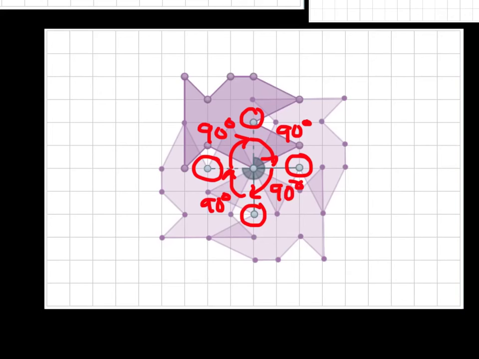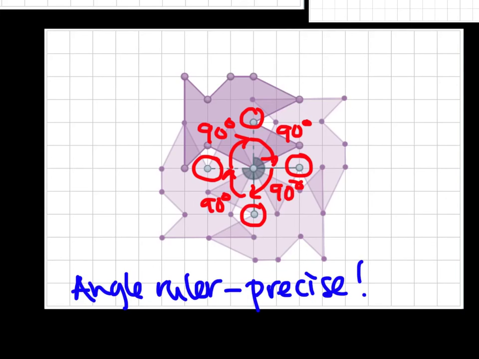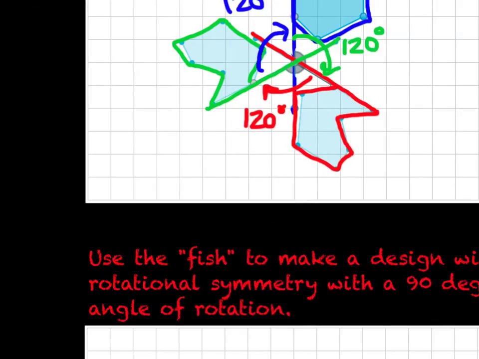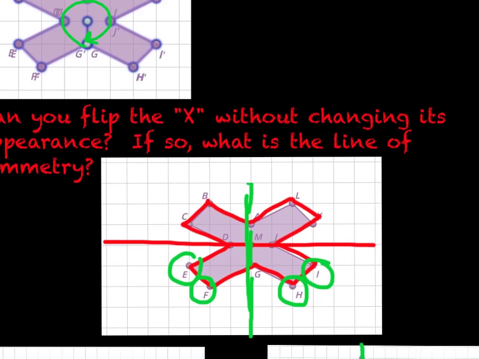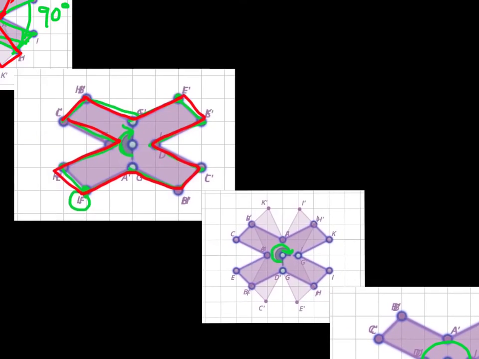So playing around with this concept, you are going to be using your angle ruler, and you are going to be precise. You are going to be attending to precision while working through this investigation. It's very important that you attend to precision, because if you don't, you will end up with a funky, fishy mess. Maybe not really, actually. You guys are just rotating flags. However, I was rotating fishes, and that's kind of fun.